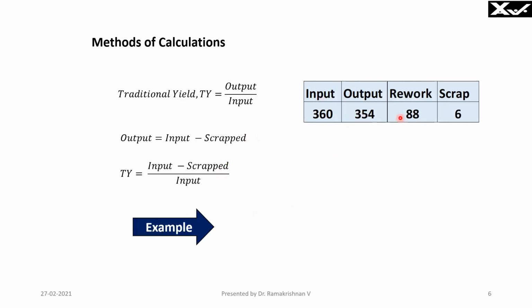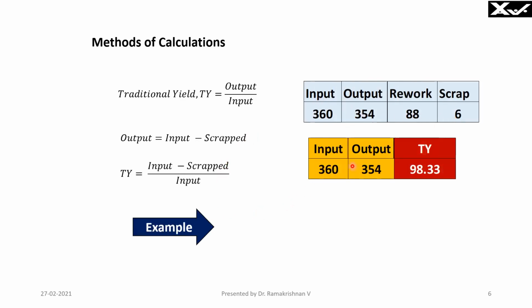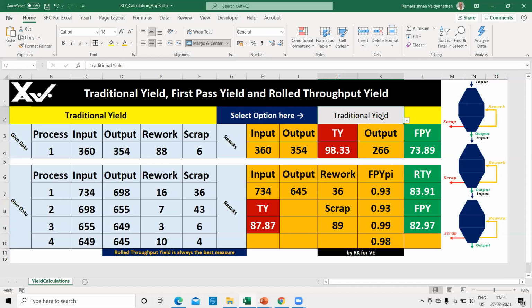So input, output, rework, and scrap are given here. So output is directly 354, 360 minus 6. So traditional yield is 98.3. We will go to this Excel example and then see here. Traditional yield, I put 360 and 354. Output by input is 98.3.